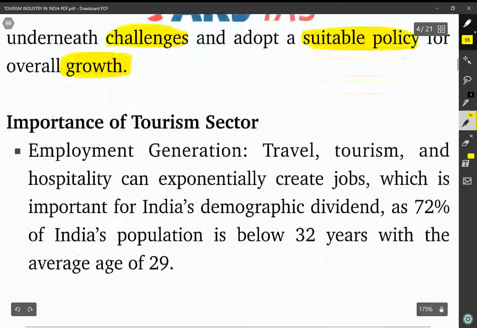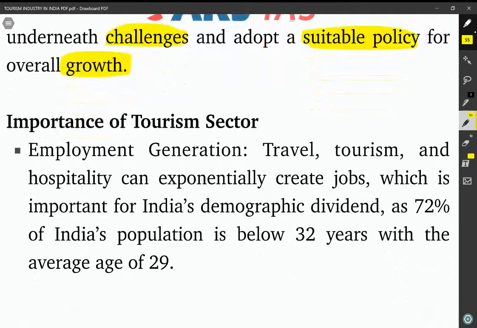Now let us look into the importance of the tourism sector per se for the Indian economy. What are the broad contours on which the tourism sector supports the Indian economy? Number one, employment generation.